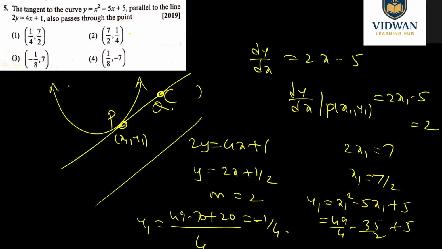So it can be some other point other than P, but if it is P also, it should be 7 by 2, minus 1 by 4. So if you have to check if it is passing through any other point, what we have to do is find the equation of the tangent, substitute and verify. Maybe there can be another option like that, which may be different from P, some other point.